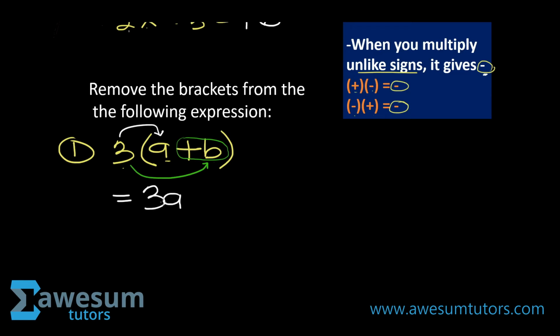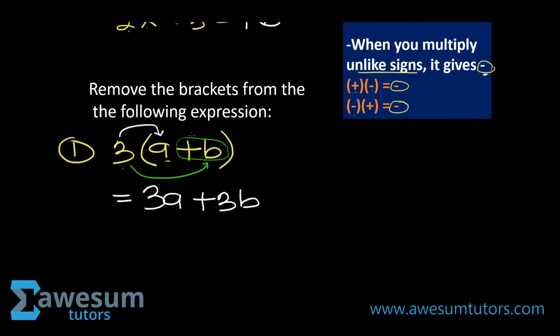Very good. Okay. 3 times plus B, that is going to give you plus 3B. So in this case, this is your final answer right here. This is pretty easy. 3 times A is 3A. 3 times B, because you have that plus, 3 times B is 3B. So it's going to be plus 3B.